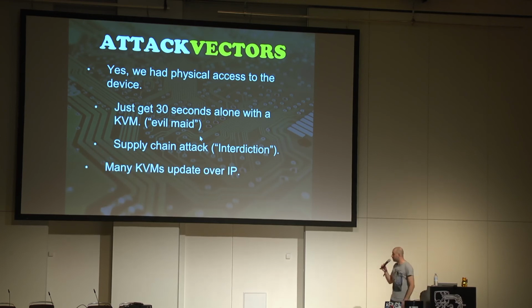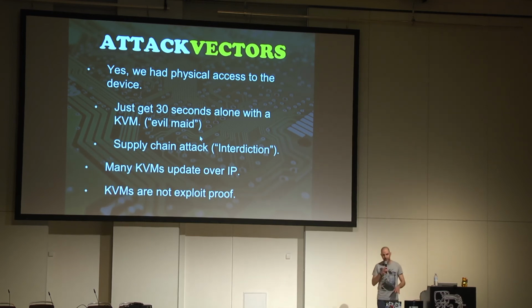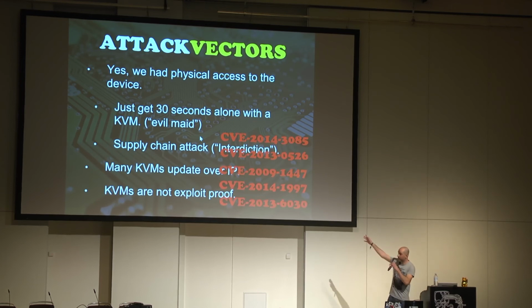Now, however, there are many KVMs, not the one that we researched, that are being upgraded through IP. And if they are upgraded through IP, then theoretically, we can exploit the same thing remotely. That would be really cool to do, and it is possible. And the thing is that KVMs are really not exploit-proof. I mean, just Googling it a bit, these CVEs are all related to KVMs that are upgraded via Ethernet and via IP. So it is really possible, it was just out of our scope of research to do.